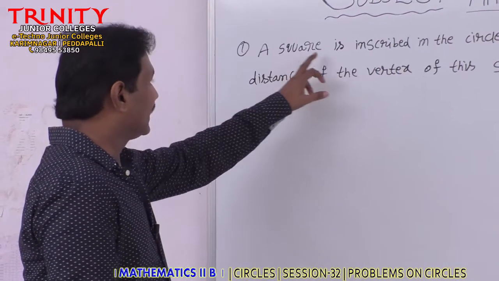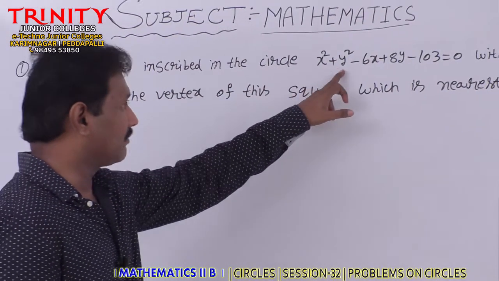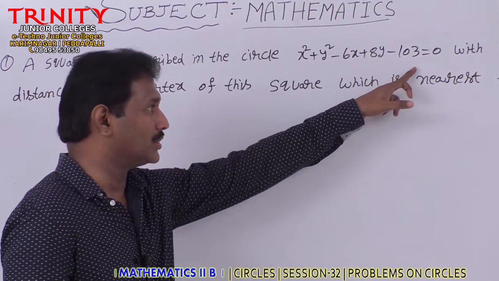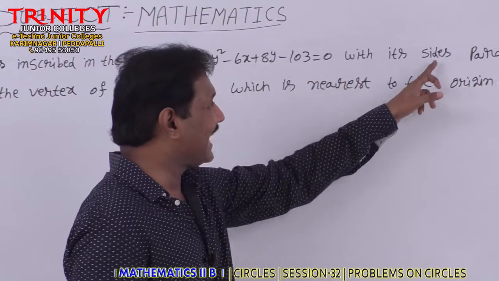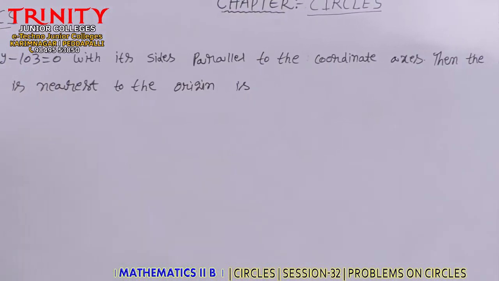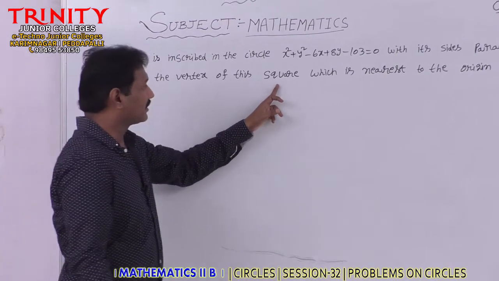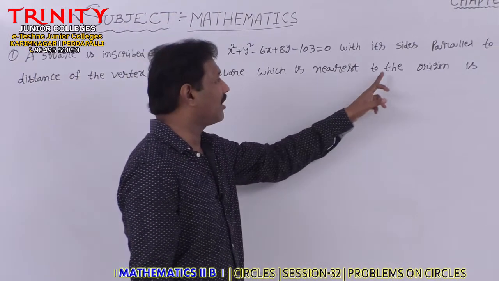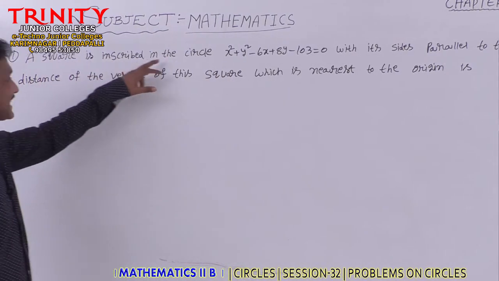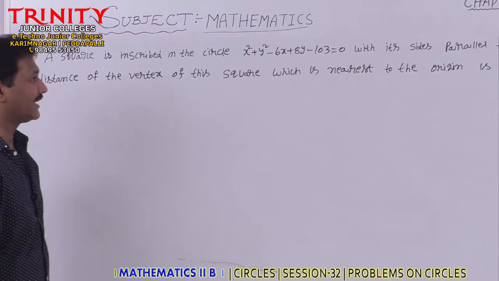A square is inscribed in the circle x square plus y square minus 6x plus 8y minus 103 equal to 0 with its sides parallel to the coordinate axis. Then the distance of the vertex of the square which is nearest to the origin is... First, a square is inscribed in the circle with its sides parallel to the coordinate axis.